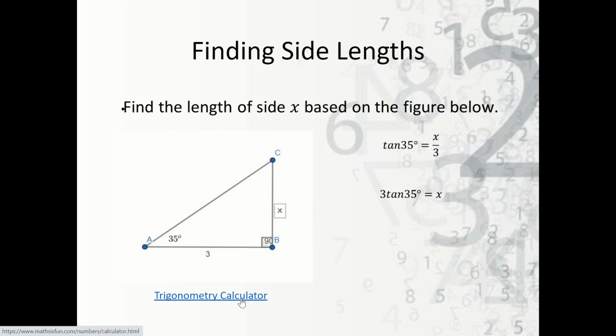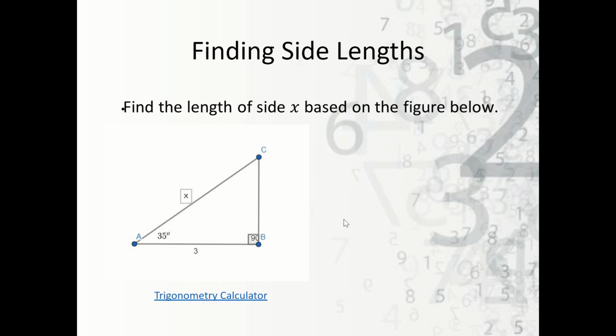There's a link here that'll take you to the trigonometry calculator. So we're going to enter that into our calculator, 3 tangent 35 degrees. And when we do that, we should see that it ends up being about 2.10. So this side here would be about 2.10. So that's how we can find a side length from an angle and a given side.